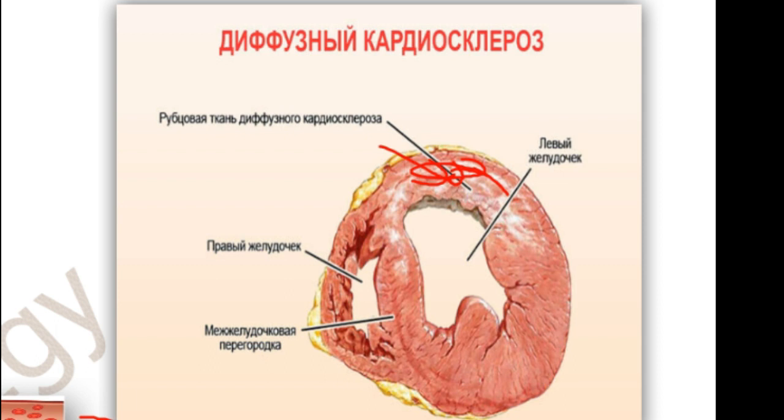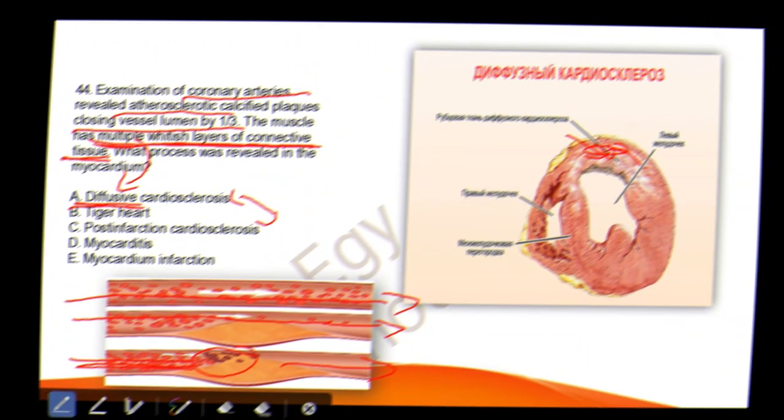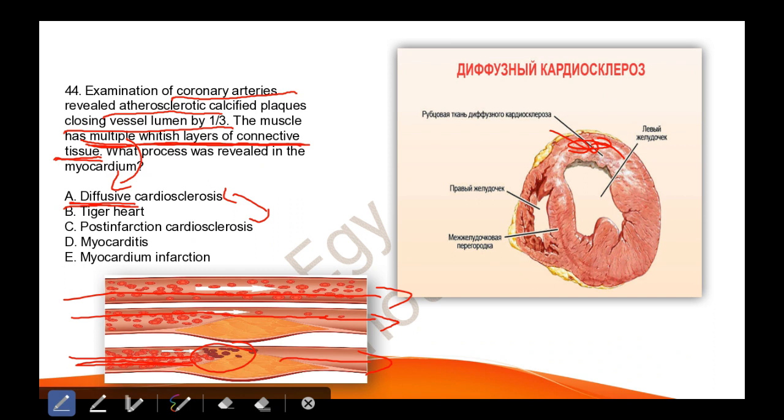So you can differentiate between these two by the whitish layers, because in the post-infarction we will have an infarction, meaning necrosis, and not a whitish appearance. It will have a dark appearance. Also, the tiger's heart will have a dark appearance. Myocarditis is an inflammatory disease, and myocardial infarction is almost like the post-infarction case.